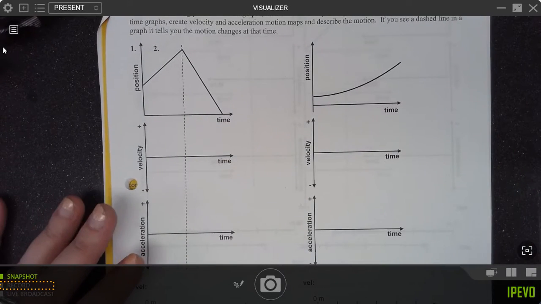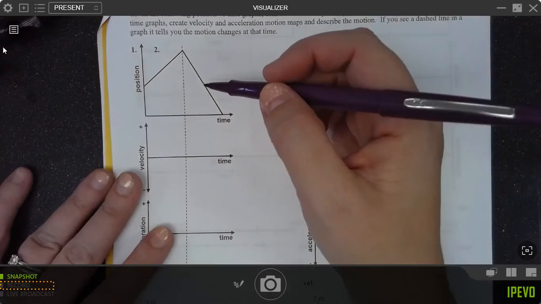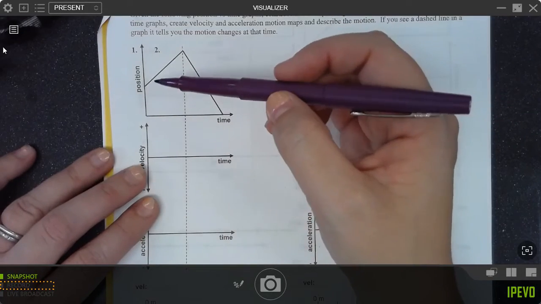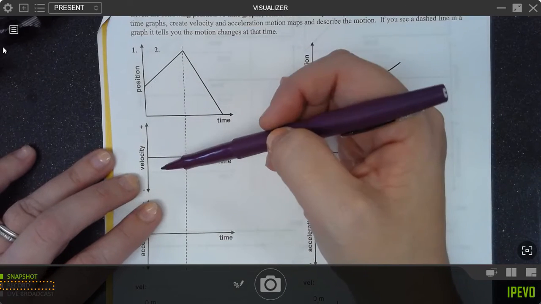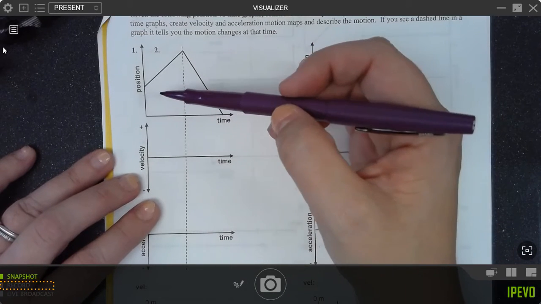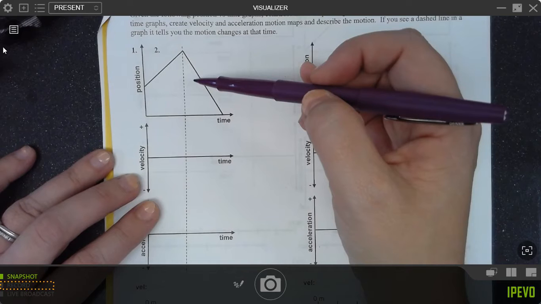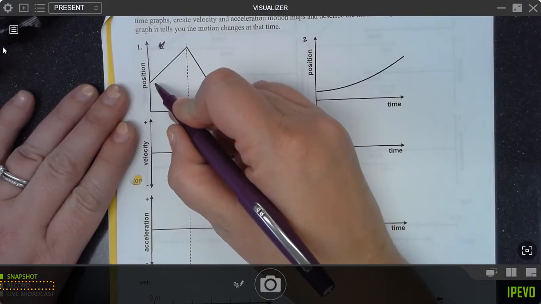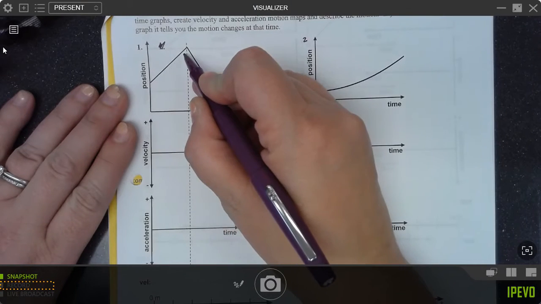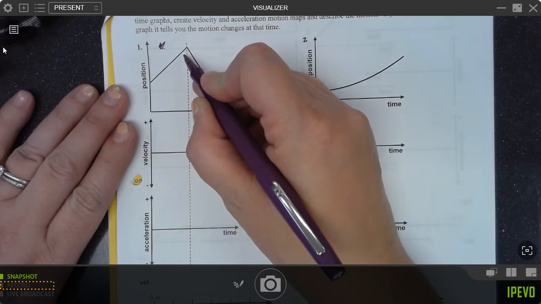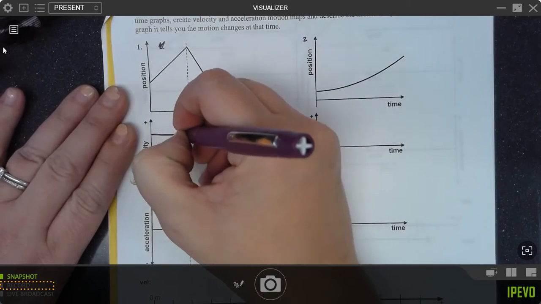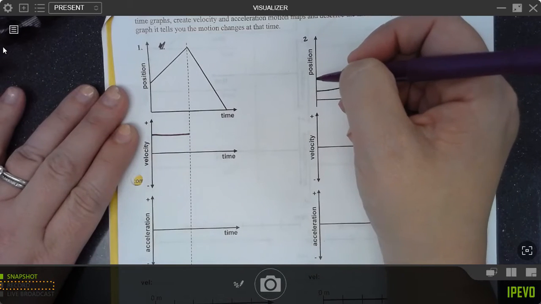Okay, so I think we did this first one together. With looking at the graphs, the easiest thing to do is to look at the slopes and infer what the next thing should be from that. When we're looking at a position versus time graph, the slope tells us about velocity. In this first one, the first half is a constant positive slope, so that tells us we have a constant positive velocity.